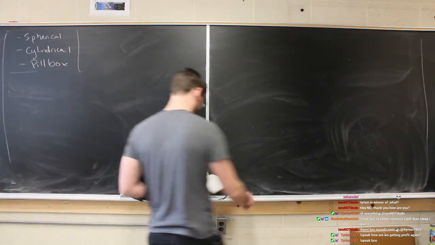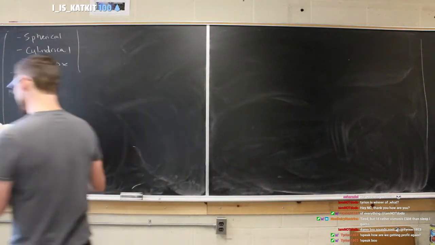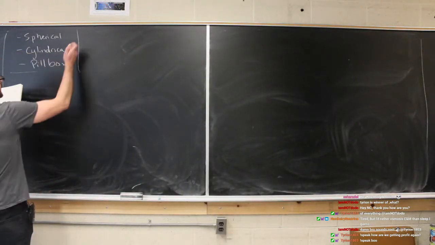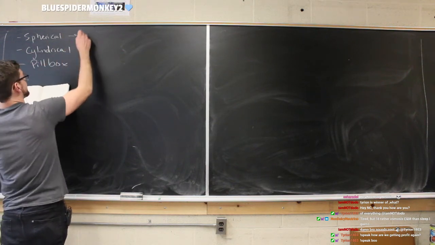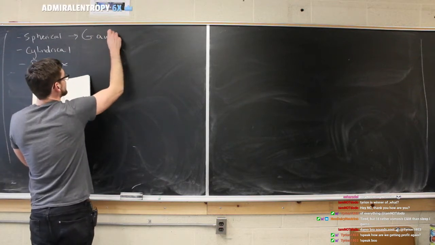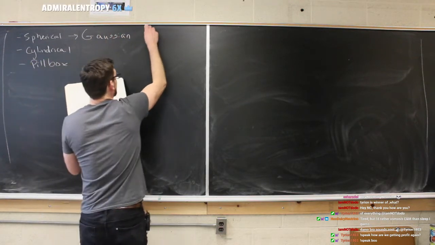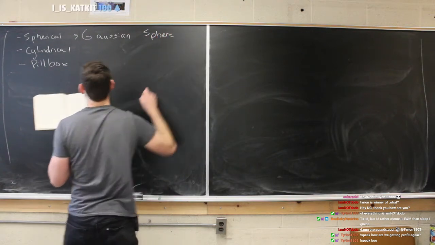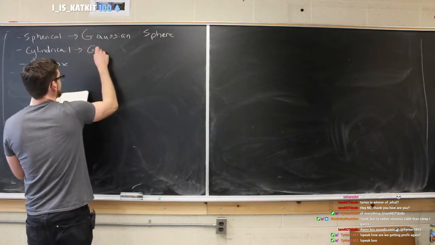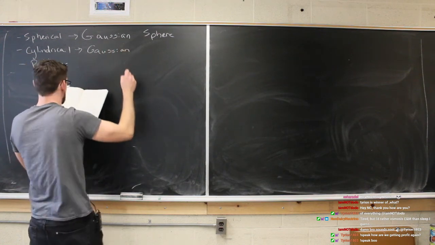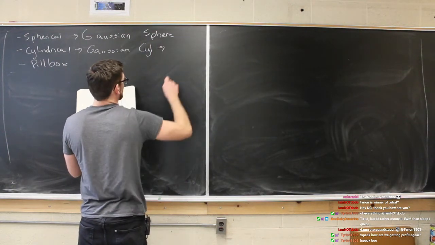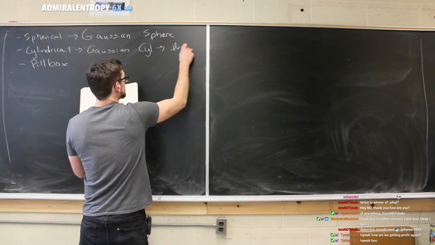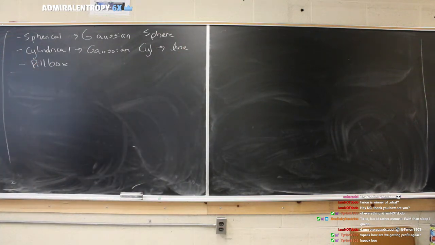I've lost my chalk. Okay, there it is. Now, we have 3 symmetries. Spherical: when we have a spherical object, we want to choose a spherical Gaussian surface. So our Gaussian will be a sphere. The next one's cylindrical, and our Gaussian will be, can you guess it? A cylinder. And what's the Gaussian cylinder used for? Usually a line. It's useful for a line, it's useful for a cylinder, it's useful for either of those 2 things.